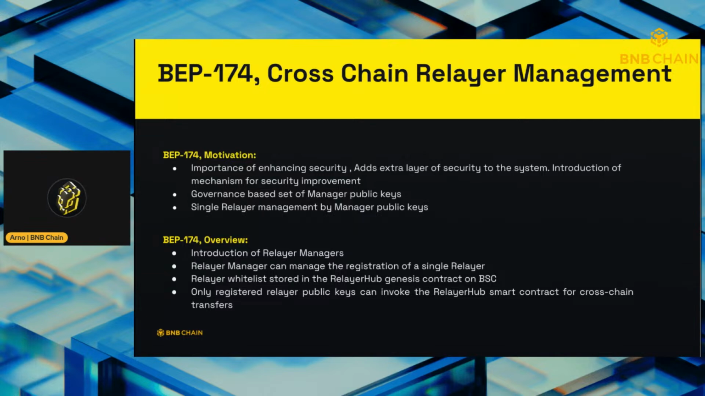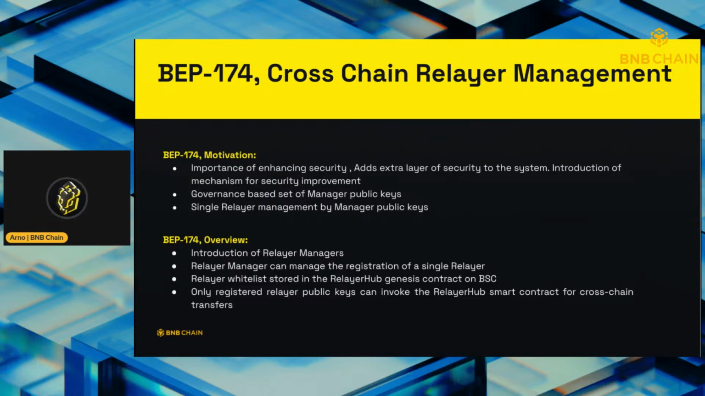So all of this is, for example, for Greenfield in the future: when you're going to transfer BNB from BSC into Greenfield, those relayers are basically going to be able to trigger the cross-chain transfer. The motivation is really to add an extra layer of security by introducing this governance-based manager with public keys. We really ensure that only authorized relayers can send cross-chain messages, which is really important for our security. Maybe a few details to look into first.